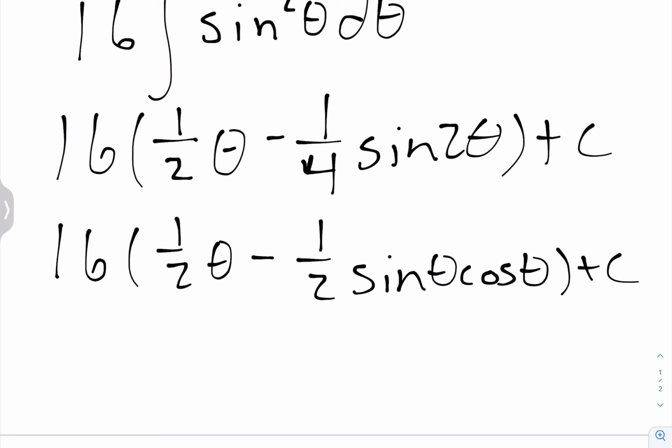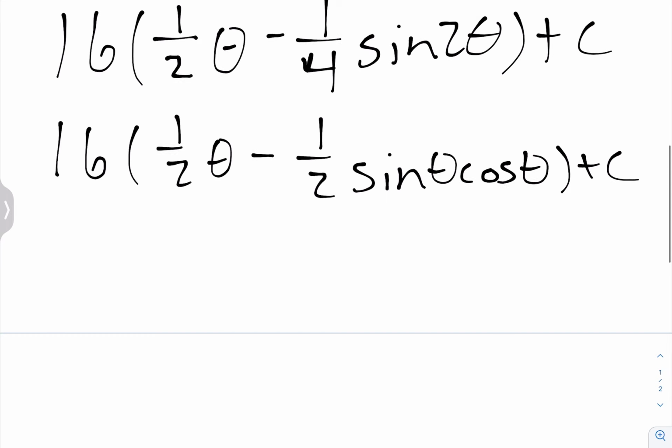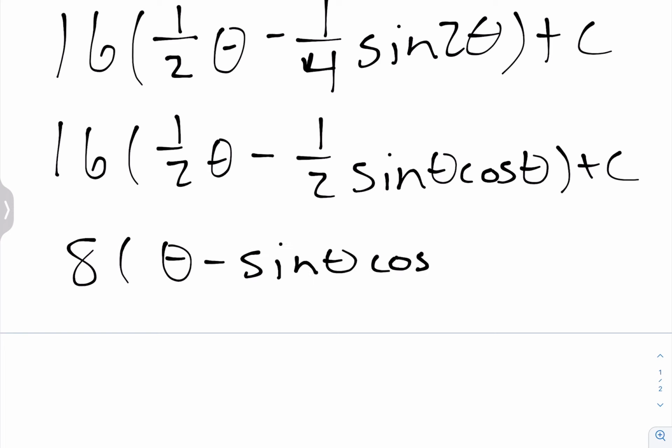plus c. Okay, we can factor out a 1/2 to join this 16. So basically we're just multiplying the 16 by a half. So it's going to be 8, and then the 1/2s go away. It's going to be theta minus sine theta cos theta plus c. Okay, so we got rid of the integral. We got rid of all the nasty fractions, but now we have theta.